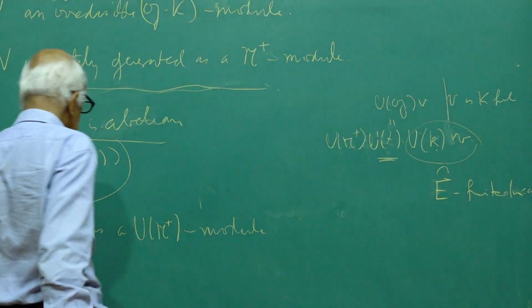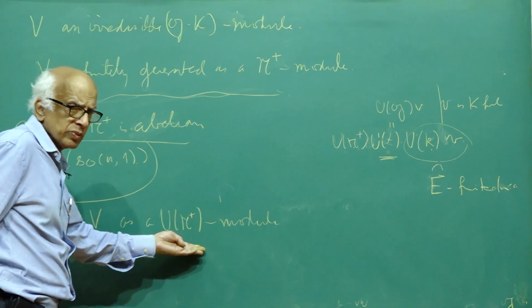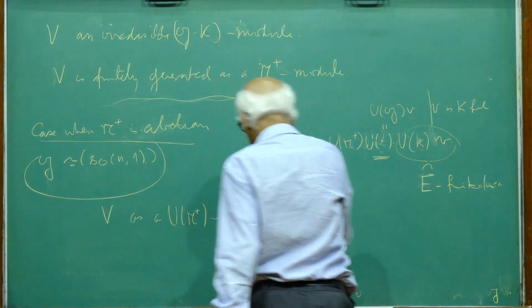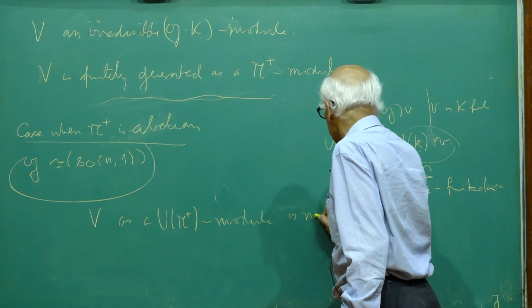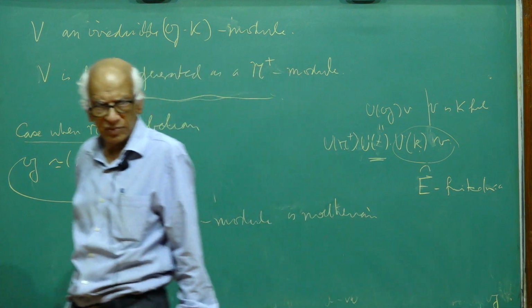It's finitely generated, and U(n+) itself in this case is a polynomial algebra because n+ is abelian. V as a U(n+) module is Noetherian. It's a finitely generated module over a Noetherian ring, so it is Noetherian.